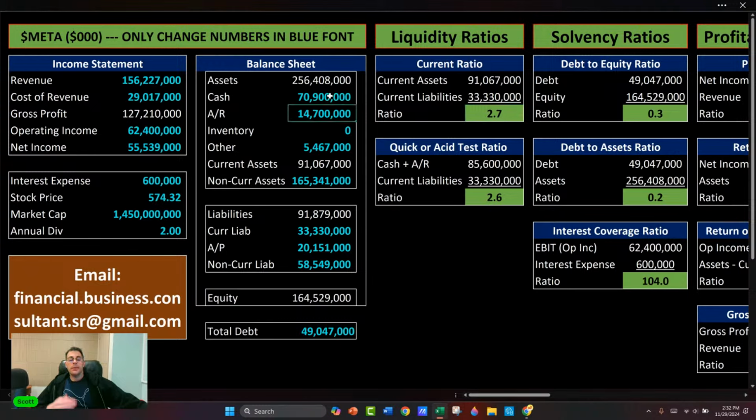To give you an example of how you can use this tool, say Meta is going to acquire a company for 10 billion, and they say they're going to acquire this company for all cash. Then you can just subtract 10 billion from the cash, and now you can see what the current ratio is going to be. And it's good to compare it with similar companies in the same industry.